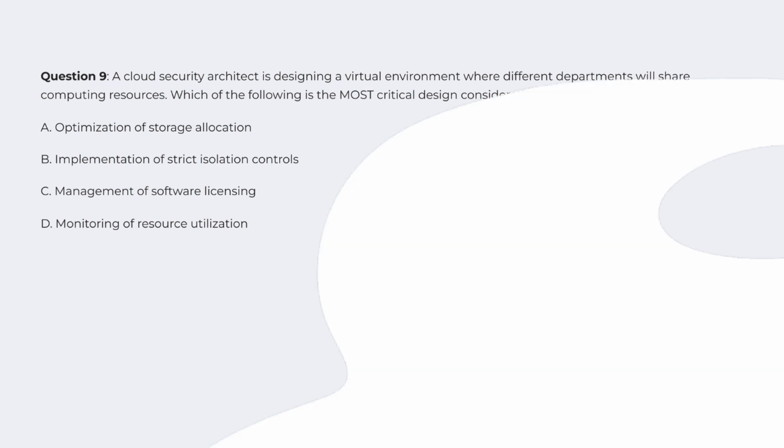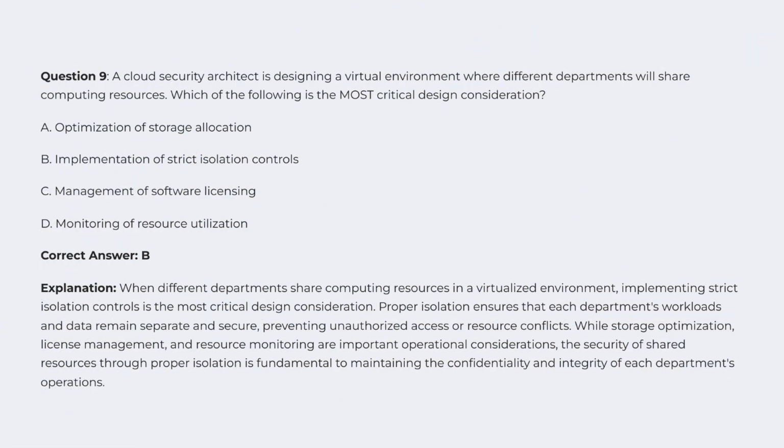Correct answer, B. Explanation. When different departments share computing resources in a virtualized environment, implementing strict isolation controls is the most critical design consideration. Proper isolation ensures that each department's workloads and data remain separate and secure, preventing unauthorized access or resource conflicts. While storage optimization, license management, and resource monitoring are important operational considerations, the security of shared resources through proper isolation is fundamental to maintaining the confidentiality and integrity of each department's operations.